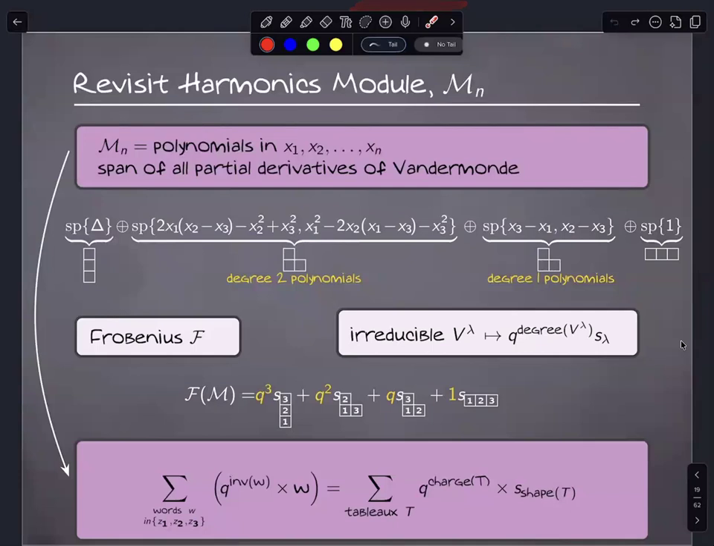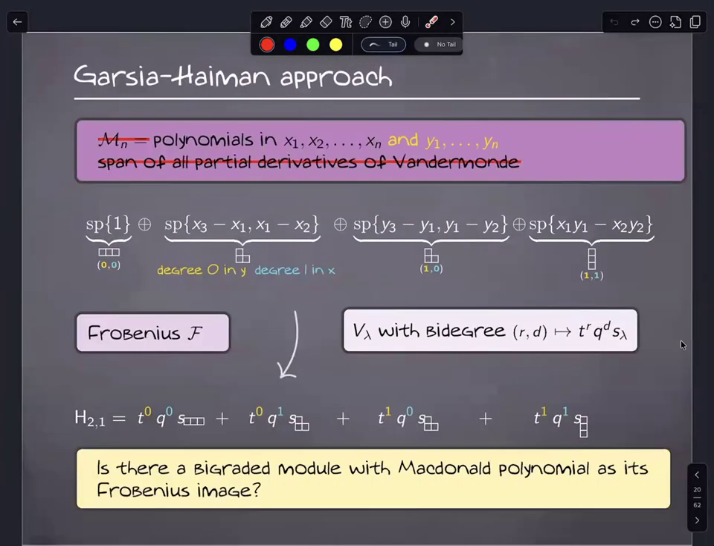And in a special case, you actually got exactly this. So the idea in Garcia's head was, if we want to prove Schur positivity of the modified Macdonalds, we think they're QT Schur positive. So is there a module that now has a bi-grading? So before we just had the linear spans of the Vandermonde, these were polynomials in X.